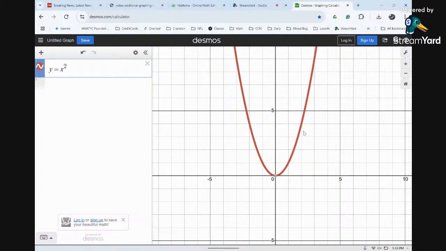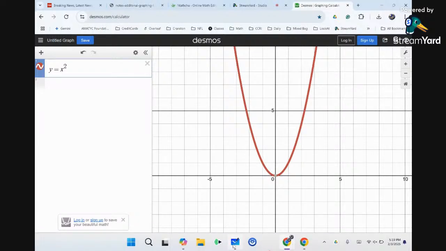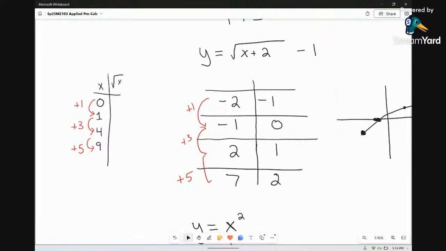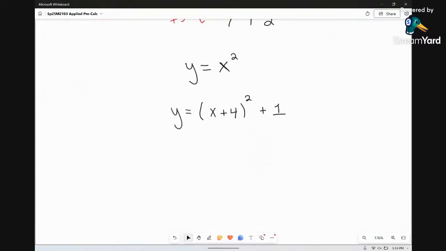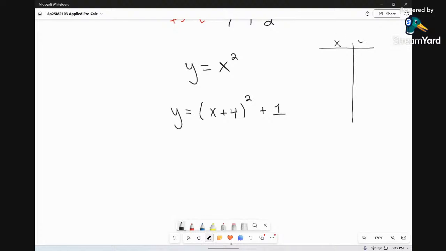It is a U-looking shape called a parabola. I believe I've already said that a few times a few weeks ago. So let me erase this for a moment. Actually, I'll just say these are the points to know. -2 squared is 4. -1 squared is 1. 0 squared is 0. 1 squared is 1. 2 squared is 4.